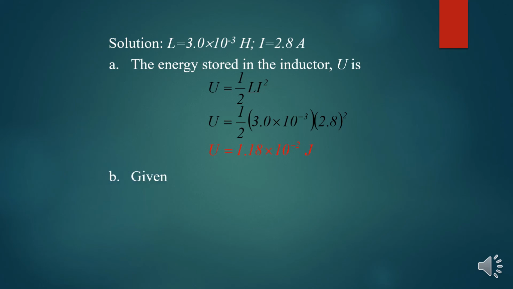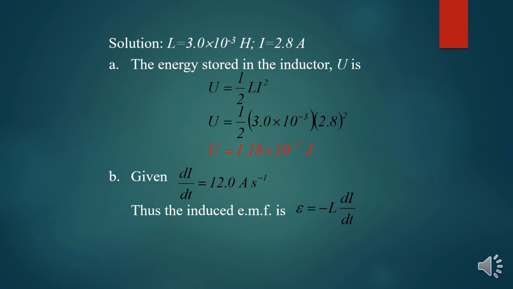Okay, B. Given di over dt equal to 12.0 ampere per second, we need to calculate the induced EMF. Induced EMF is equal to negative L di over dt. L is given from the question earlier, 3 times 10 to the power of negative 3. So just substitute the value of L, and di over dt is also given. Then we get the answer: negative 3.6 times 10 to the power of negative 2 volt.